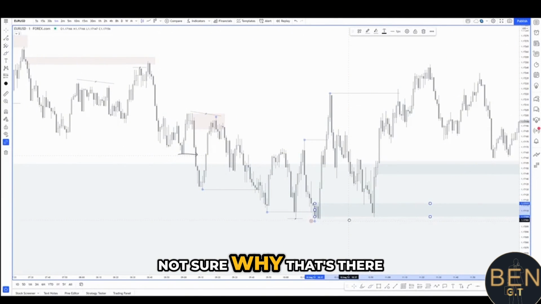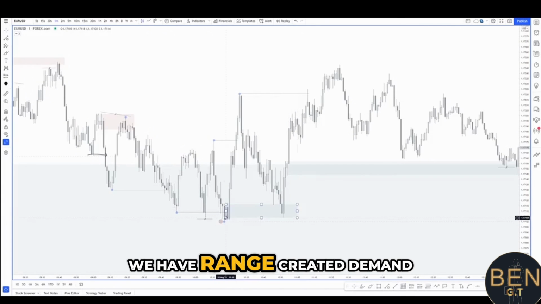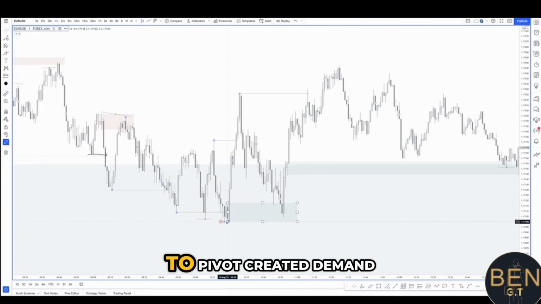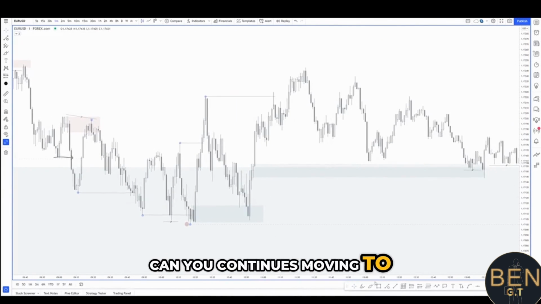I'm not sure why that's not there anymore. There we go. So now we have a valid demand zone. We have range created demand if we use the entire range, or we could refine it to pivot created demand, which would be that. See, price respects it and continues moving to the upside.